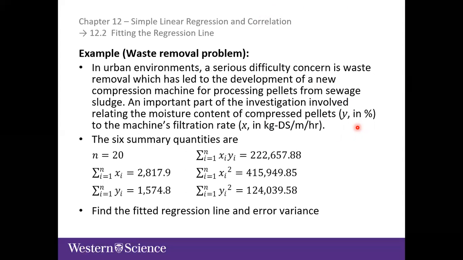Okay, so let's have a look at one example. This is for the waste removal problem. Those are the problem setup. But essentially, what this example is asking us to do is, once we have calculated, given the data, and we have 2 variables to relate, the summed quantities for x, y, x square, and y square, then we want to determine the regression line and the error variance.